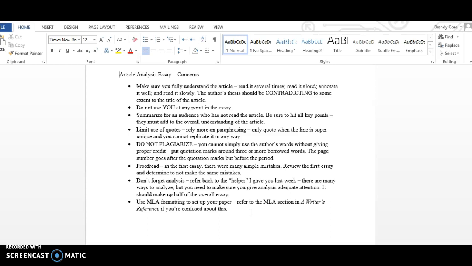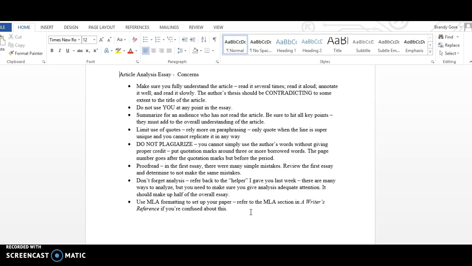Do not plagiarize, okay? You cannot simply use the author's words without giving proper credit. Make sure that you put quotation marks around things that are actually quoted. And the page number needs to be provided whether you are paraphrasing or quoting, okay?